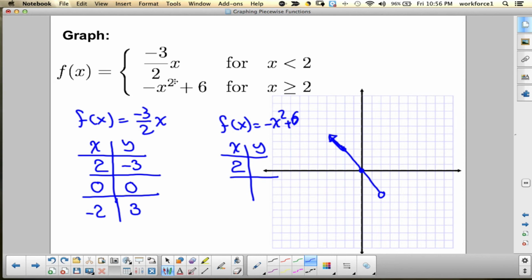When I square 2, I get 4 with the negative in front of it. We get negative 4 plus 6, which is 2. So when x is 2, y is 2. I'm going to pick x equal to 3. 3 squared is 9. That makes it negative 9. Negative 9 plus 6 will be negative 3. So when x is 3, y would be negative 3. And this graph is going to go like this. Of course, you can have more values for x, but just make sure that you pick values that are greater than or equal to 2.